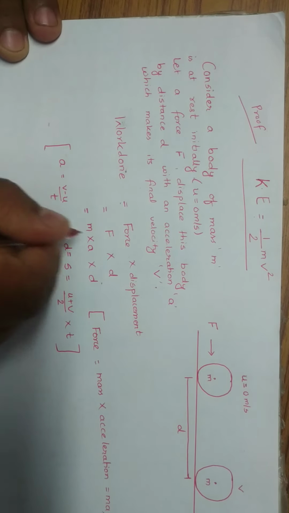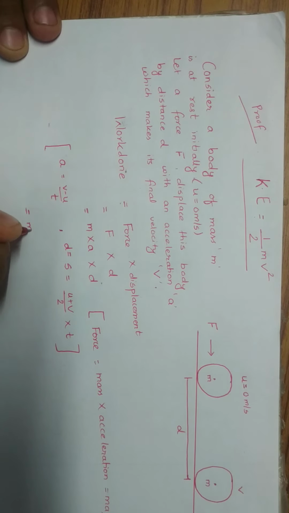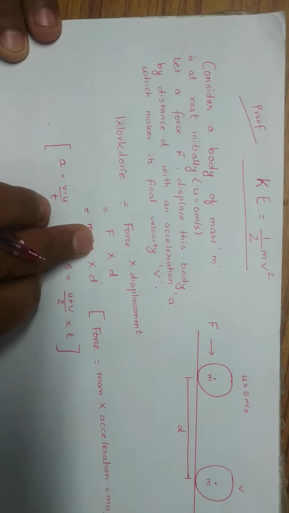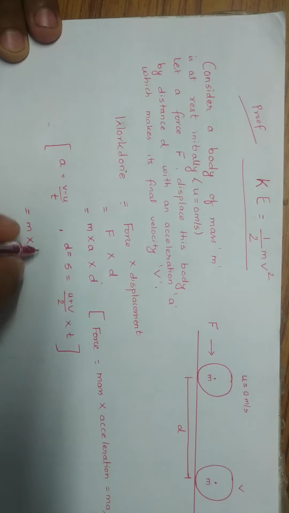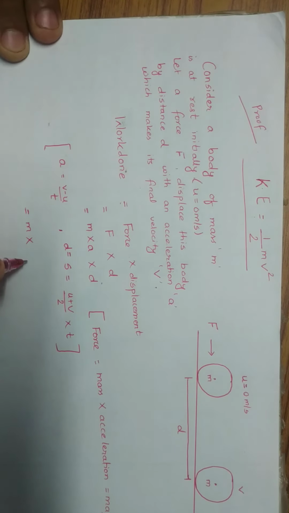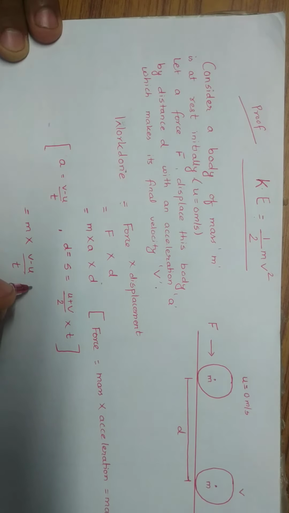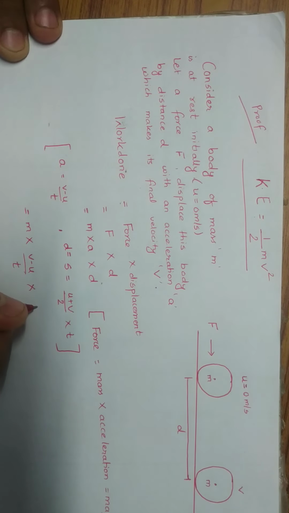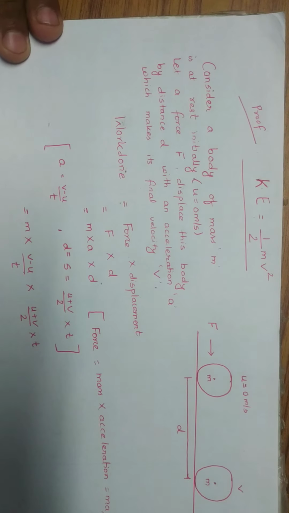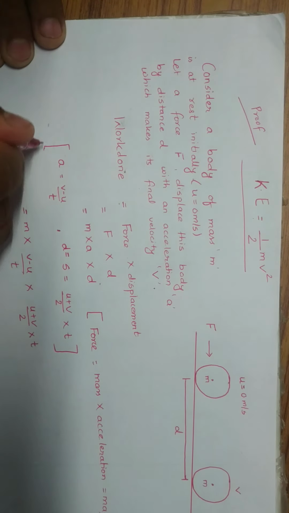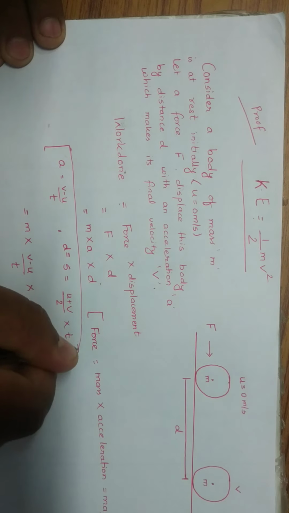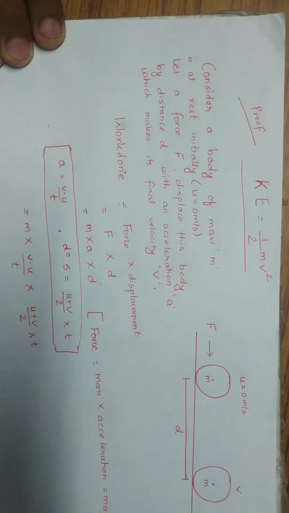So let's replace these two equations here. m is left alone, we don't do anything. In the place of a, we write v minus u by t. Next, for d, we write u plus v by 2 into t. So this is what the equation becomes, m into a into d. What we have done, we don't need to include this part in the equation. This changes into this.